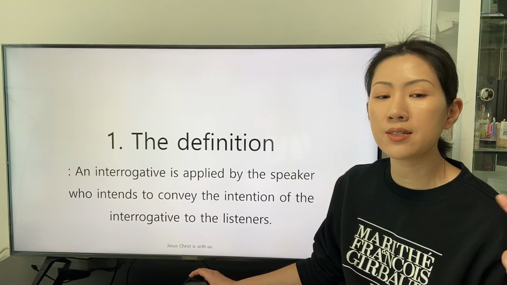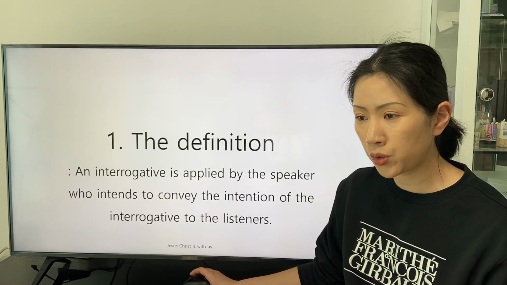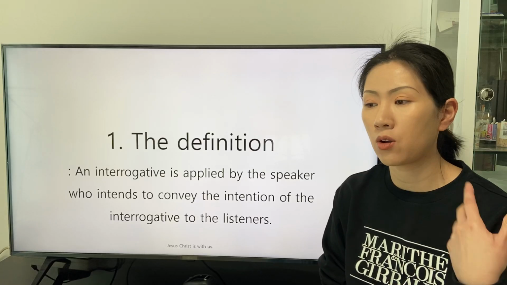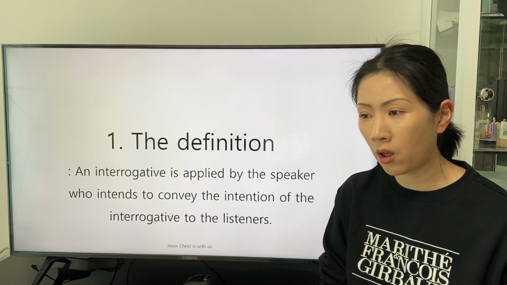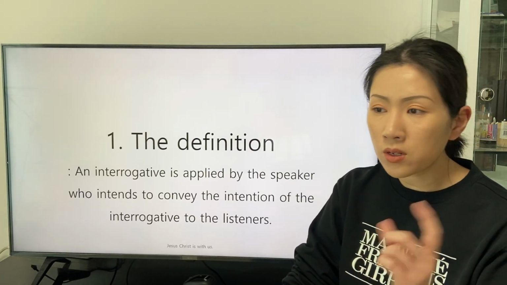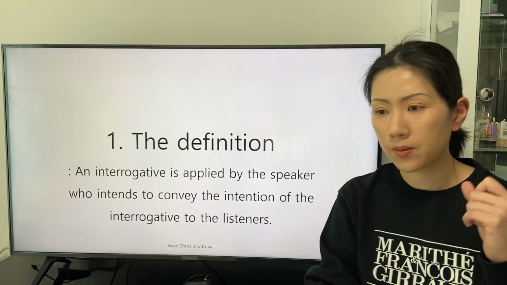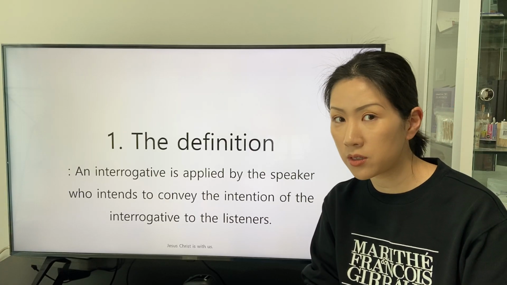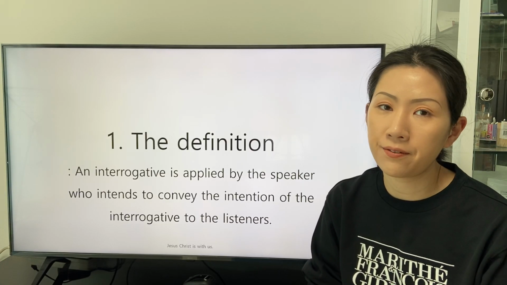The speaker intends to notify the intent of the speaker who states the sentence with the very first word. While we focus on this intent of the speaker, we will start to study about the interrogative.